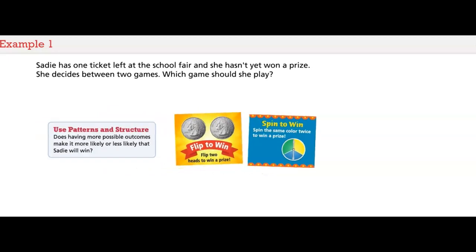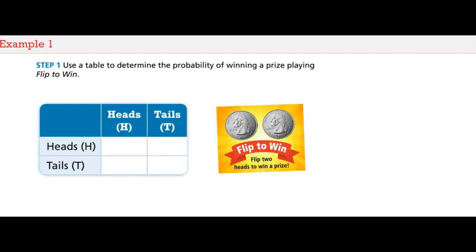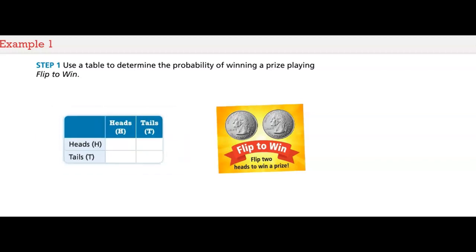Let's think about how we calculate probability. Does having more possible outcomes make it more likely or less likely that Sadie will win? For our first step, let's focus on the game Flip to Win. We can use a table to determine the probability of winning a prize playing Flip to Win.